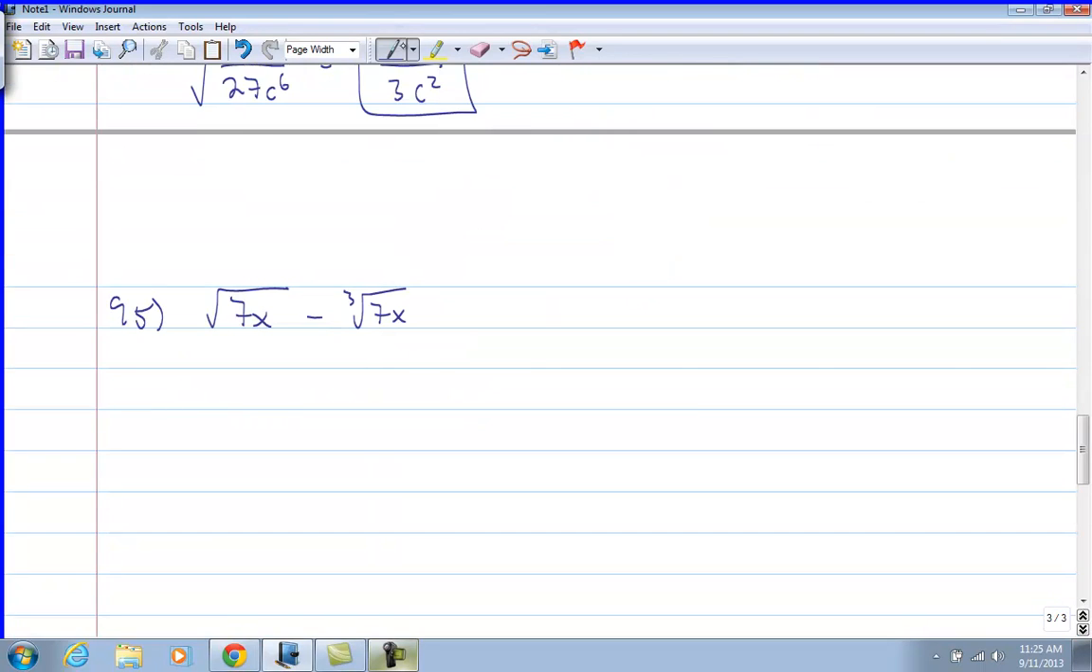Okay, one more problem we want to look at, like the square root of 7x minus the cube root of 7x. We can't do anything with that. We can't combine those. Those are just different. That's a square root, cube root. Cannot combine those. If they were both the same index, we could do something with them. That can't be done.